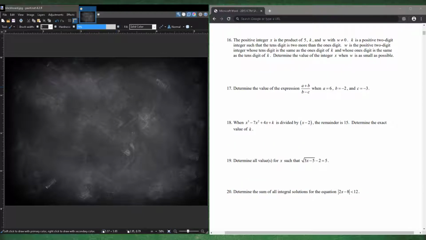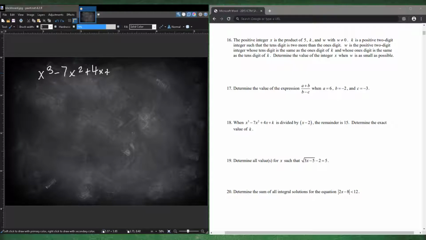Okay, number 18. When x cubed minus 7x squared plus 4x plus k is divided by x minus 2, the remainder is 15. Determine the exact value of k. So what you have to do is use something called the remainder theorem. If you have a polynomial, let's call that p(x), and it's divided by something like x minus a, then the remainder is always going to be p(a). That's basically the theorem, all it is.